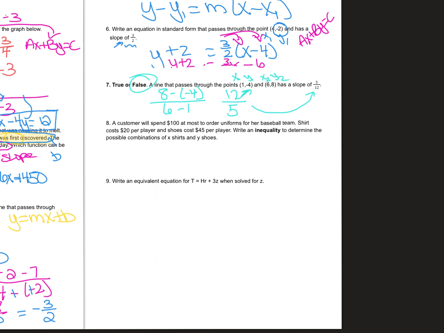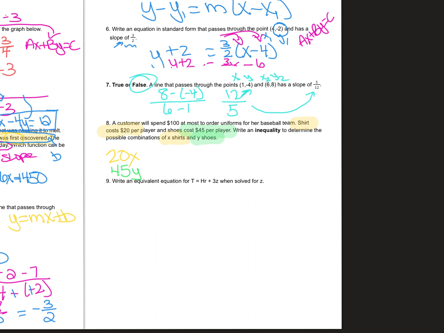We always want to identify our variables. So I know that my x is going to be my shirts and my y is going to be my shoes. Well, what do I know about my shirts? I know that a shirt costs $20 per player. So how would I write that in a variable? Well, that would be 20x. Okay. And then let's see, what do I know about my y? My shoes cost $45 per player. How would I write that in a variable? I would write that as 45y.